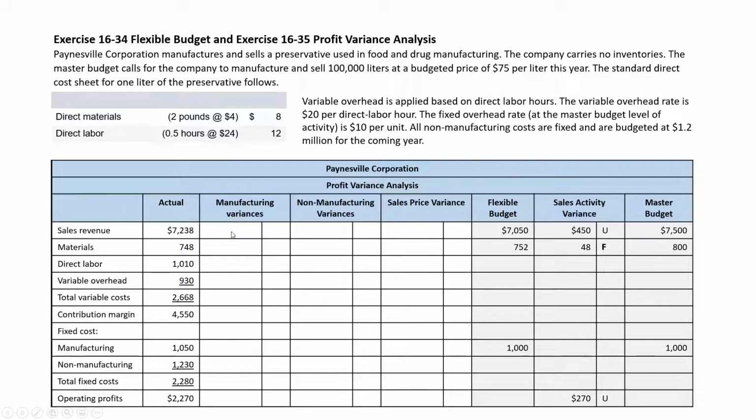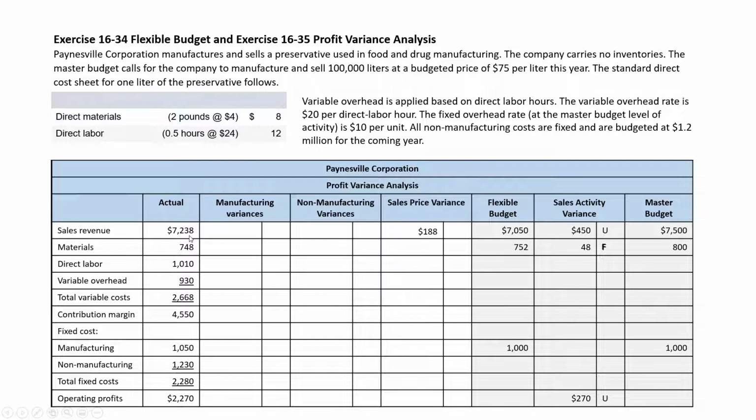So let's do at least a couple or a few together. Sales revenue. Again, I'm going to go left to right. Actual cost is $7,238, and I know it's hard to see all the way over here, compared to or subtracting the flexible budget of $7,050 is a $188 difference. Again, what's the interpretation? Is this good or bad?